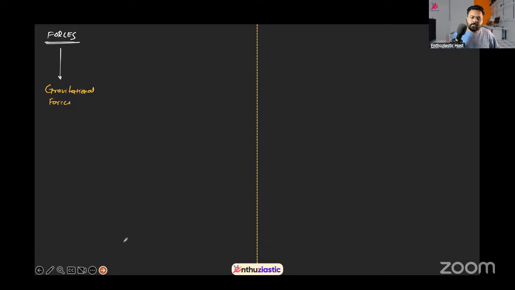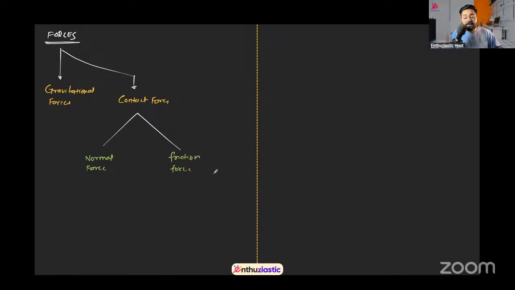Now what's the next force? The next force that we have is called contact force. Now what is this contact force? This force comes into picture only when objects are touching each other. Okay, and there are two types of contact force that we have. One is called, do you know the name? Yes, it is called normal force. And another one is called friction force.